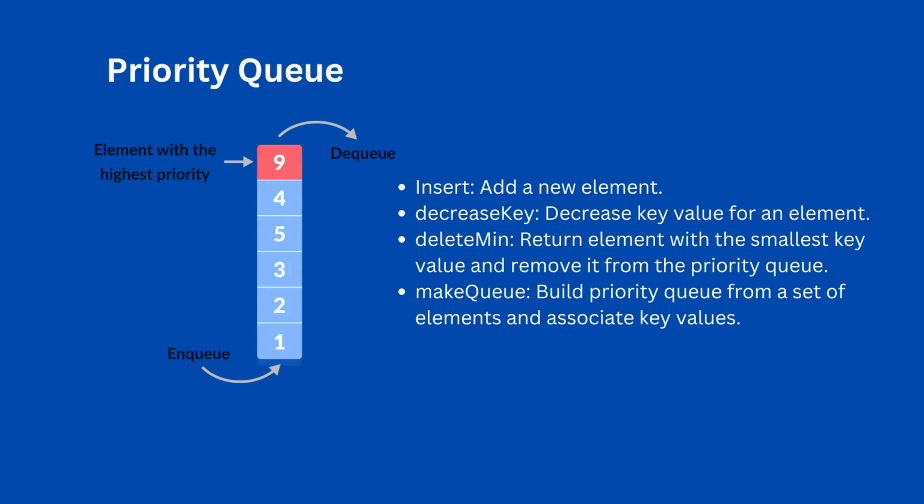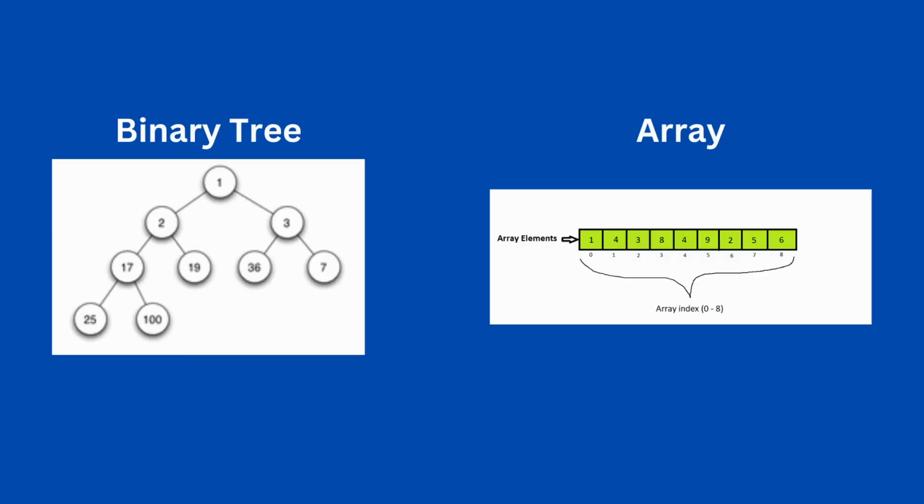This structure contains the following operations: insert, which adds a new element; decrease key, which decreases the key value for an element; delete min, which returns the element with the smallest key value and removes it from the queue; make queue, which builds the priority queue from a set of elements and associated key values. The way we implement this data structure is also important. We can either use an array or a binary tree, but using a binary tree is much faster than using an array, so we're going to aim to implement the priority queue as a binary tree.